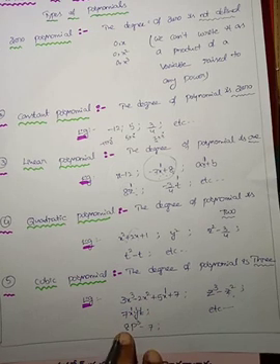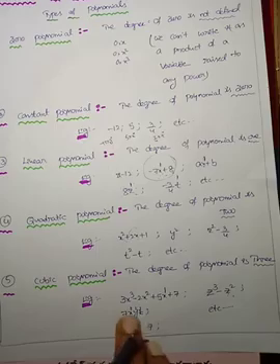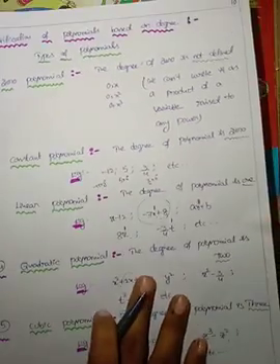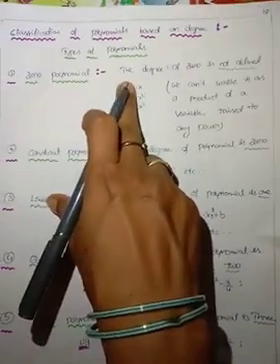8p cube minus 7. This term's degree is 3. This term's degree is 0. So the highest degree is 3. So this is also a cubic polynomial. Cubic polynomial. Based on the degree, there are types of polynomials.